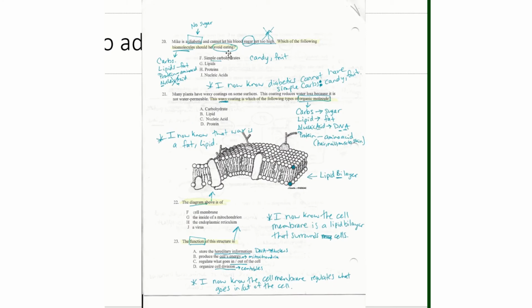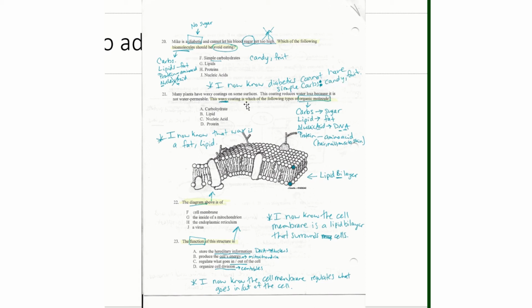Which of the following biomolecules should he avoid eating? Mike is diabetic, which means he should not have sugar. Sugar gets too high. We don't want it to get too high. Biomolecules are carbs, lipids, which are fats, proteins, amino acids. Do you eat nucleic acid? No. So avoid eating is not going to be DNA. Hello. You don't eat DNA and get it inside of you. You get that from your parents, guys, when you're born. So candy, fruit is an example. The answer was simple carbohydrates, which are sugars. I now know diabetics cannot have simple carbs or candy fruit.